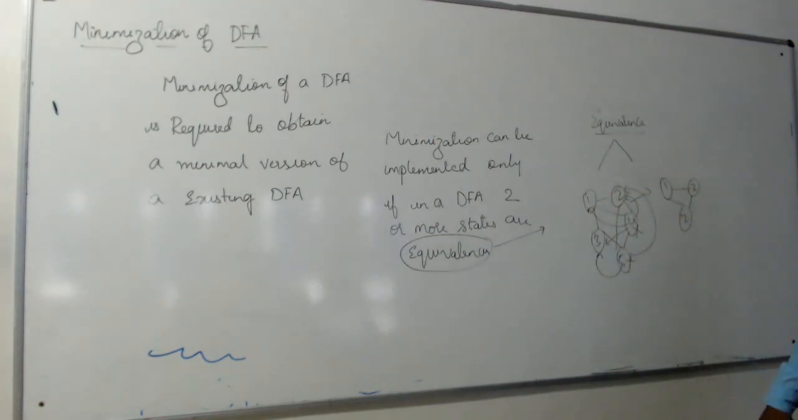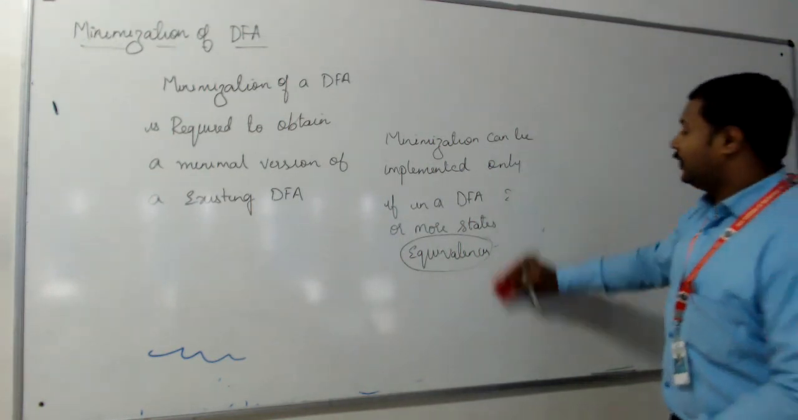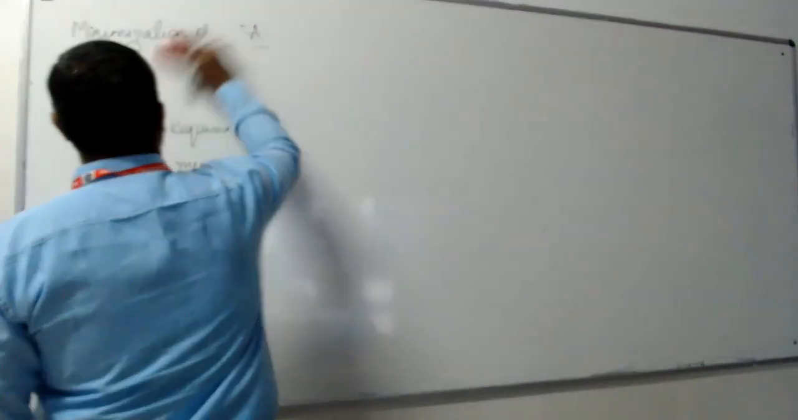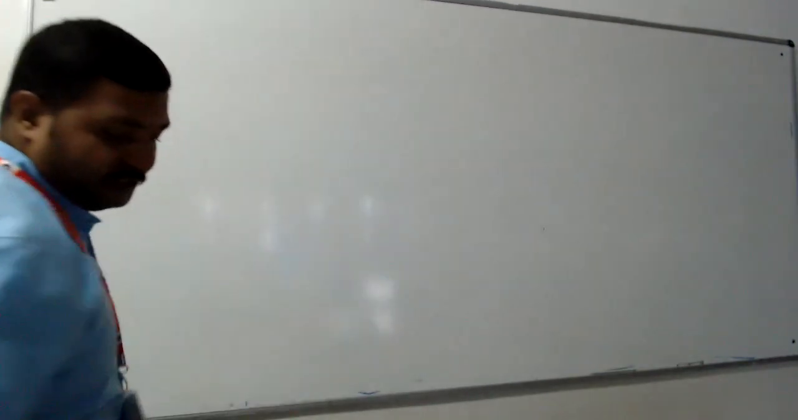So how do we get equivalency between two different states? How do we determine equivalency? First we'll understand what is equivalence. We'll try to understand equivalence. Then we'll move on to understanding minimization.